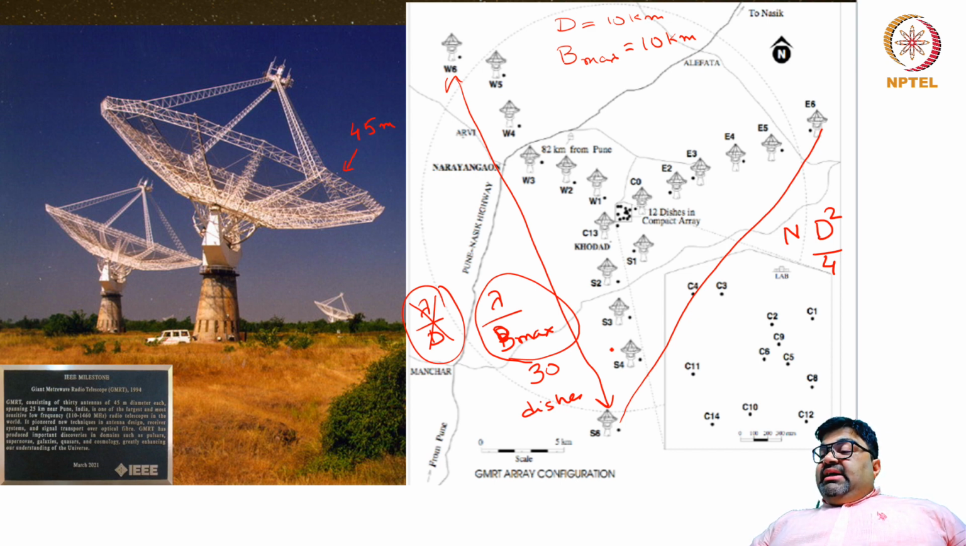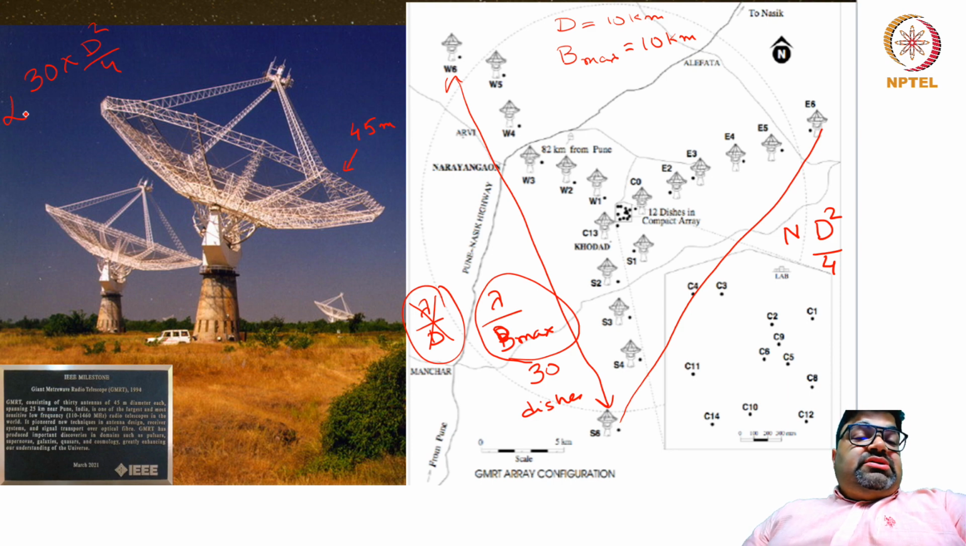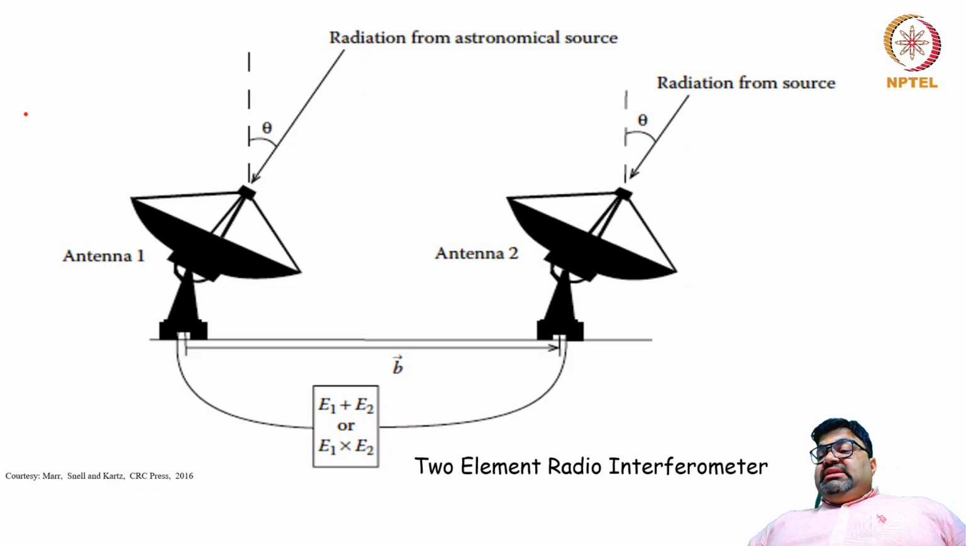And the collecting area, what does the collecting area become? Collecting area effectively becomes your total number of dishes, so 30, times the area of each dish, which is d squared over 4. So effective collecting area becomes proportional to that, without counting the constants of proportionality or the efficiency parameters, etc. All right. So let us see what this fascinating thing is all about.